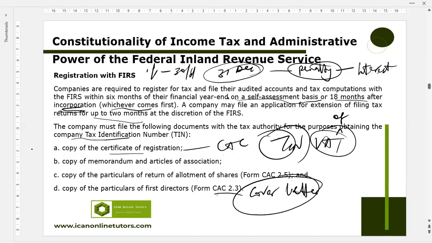Are we together? So Section 8, subsection 1 of the Value Added Tax Act says a taxable person shall, within 6 months of the commencement of the Value Added Tax Act, or within 6 months of commencement of his business, whichever is earlier, register. So for any company now, it will be 6 months from the commencement of the business, because the Value Added Tax Act has long since been enacted. So within 6 months from the commencement of their business, register with the Federal Revenue Service.